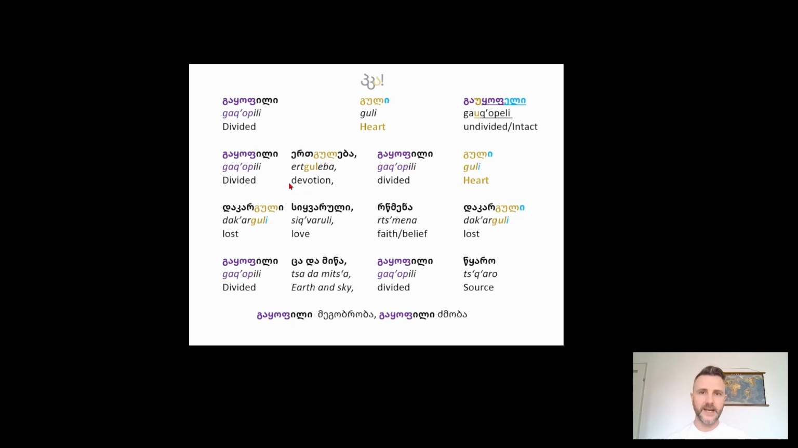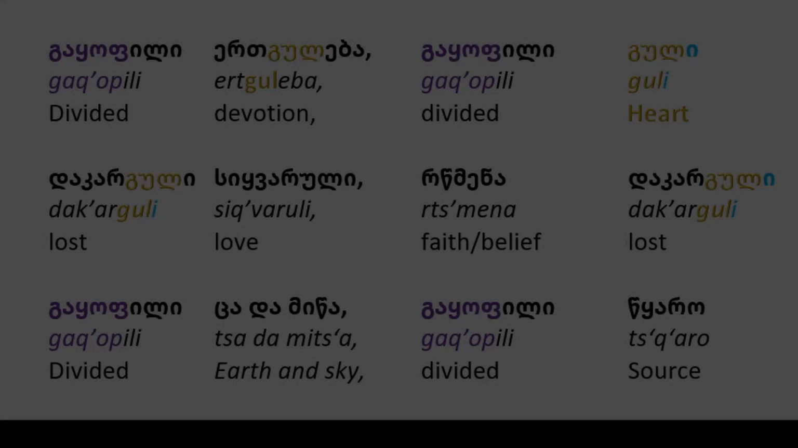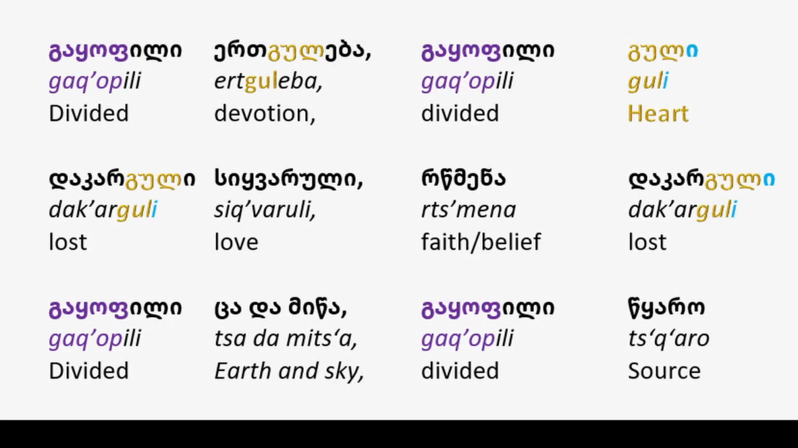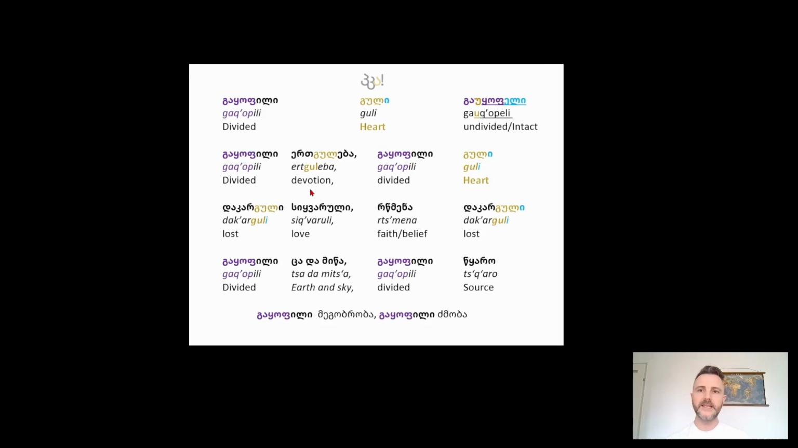And in the first line, gaq'opeli guli dakarbuli siqvaruli tsmena dakarguli. In the first line, gaq'opeli gaq'opa gaq'opeli guli talks about divided devotion, divided loyalty.